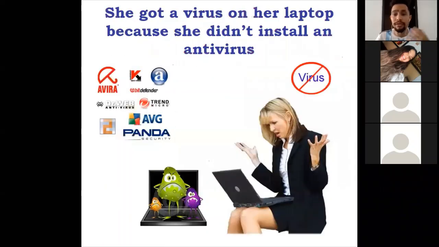Now let's move on to the next one. Take a look and try to make sense of this sentence right here. So take a look at the girl. For the woman, also, she seems to be working on her laptop, and something went wrong, right? Something went wrong, and then we got here. She got a virus on her laptop because she didn't install the antivirus. So how can you put this into conditional type 3, guys?